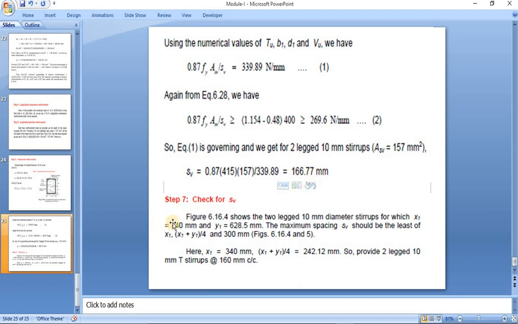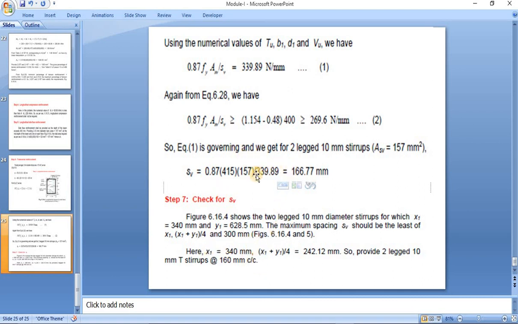So providing two-legged 10 mm dia stirrups for which x1 is equal to 340 mm, y1 is equal to 628 mm, the maximum spacing SV should be the least of these three. So provide 340, hence x1 is 340 mm. This is again a clause, that is 242.12 mm. Provide two-legged stirrups at 160 mm center to center.